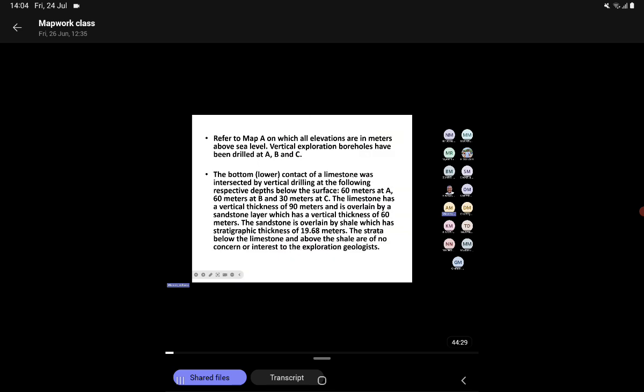So basically what students were given then, they were told to refer to map A, which has elevations in meters above sea level. There was some borehole drilling at points A, B, and C, which we will see. And they were given some geological information, which they had to break down and analyze for them to actually outcrop. So with this content, when you analyze your data, the first thing you want to do is draw strike lines, because strike lines are key to everything you do.